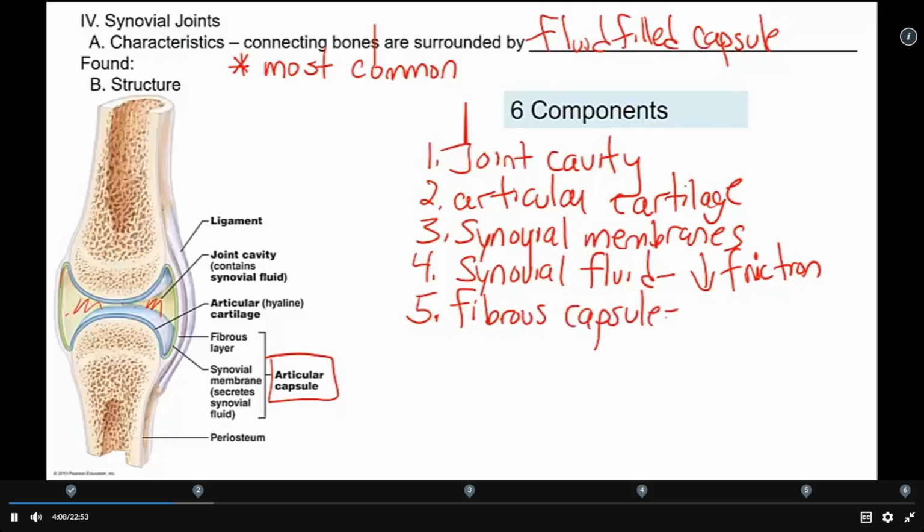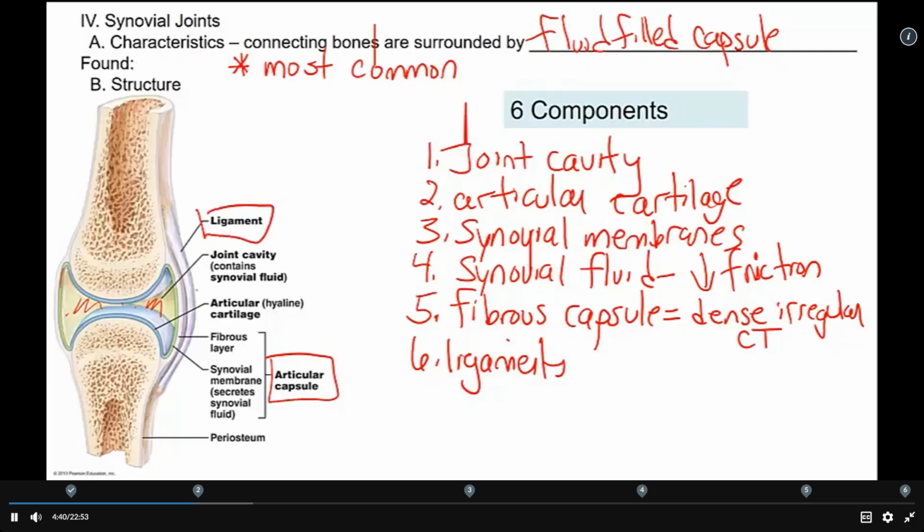And this capsule is actually made of dense, irregular connective tissue. Now remember, dense, irregular connective tissue has a lot of collagen in its matrix. The collagen is traveling in all different directions, so it's able to resist stress in different directions, which is why it's a perfect component of the fibrous capsule. And lastly, you have ligaments. And you can see here that the ligaments are actually the outermost part of the capsule. So these are the components.